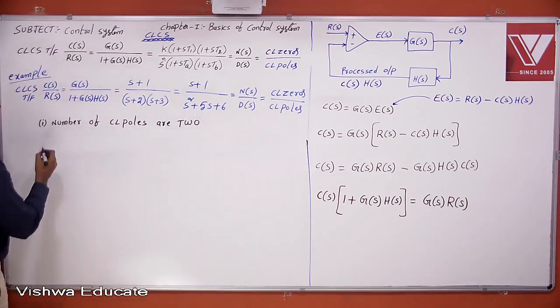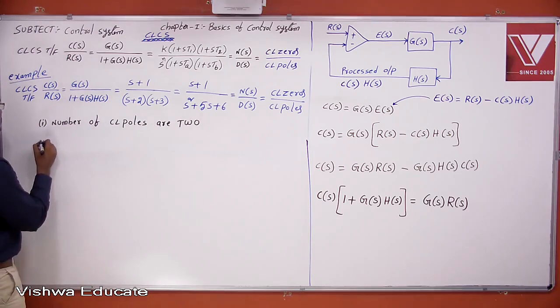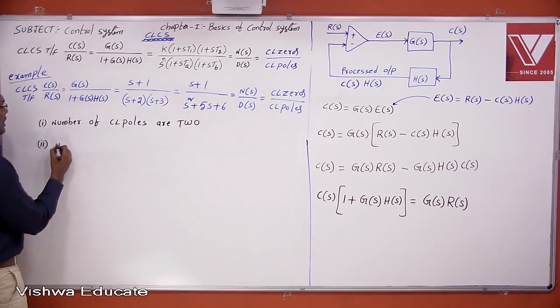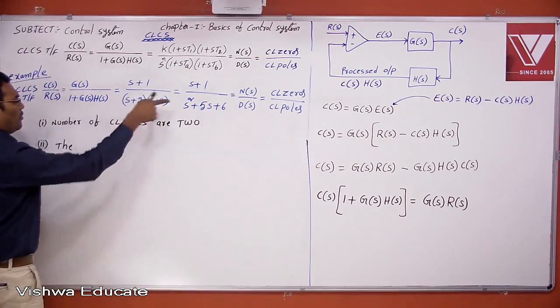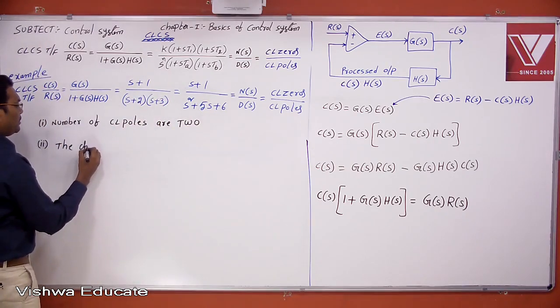And what is the characteristic equation? This is the characteristic equation, right? Now, what is the highest power in the characteristic equation?